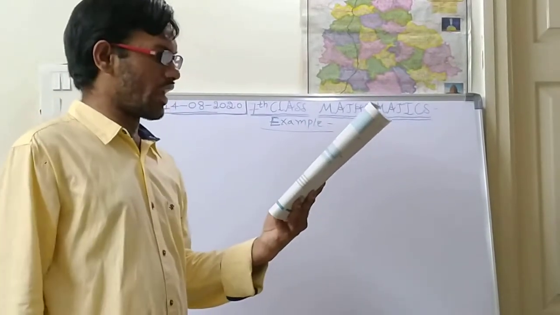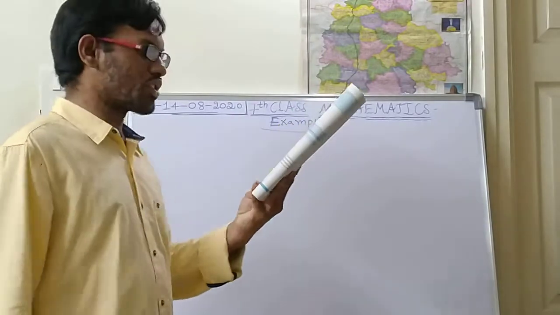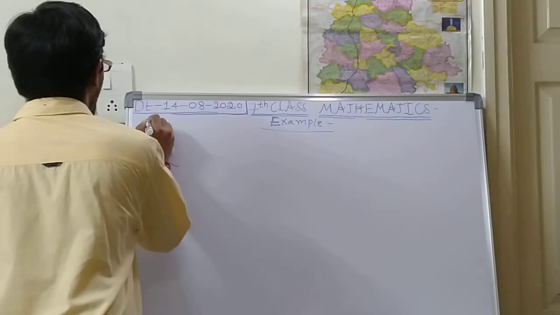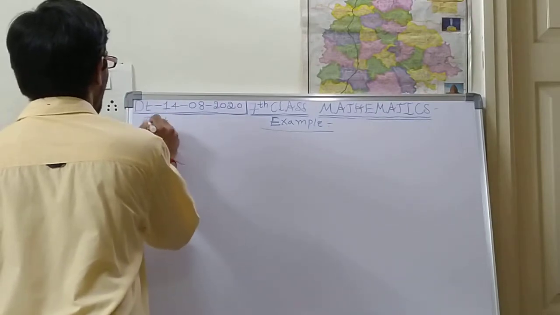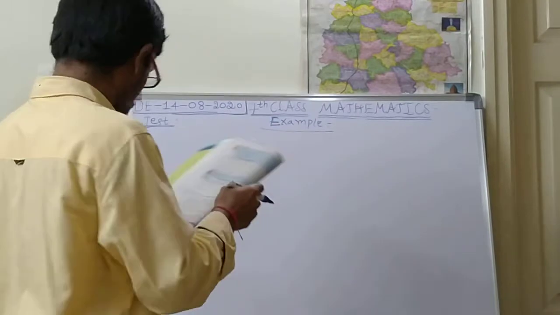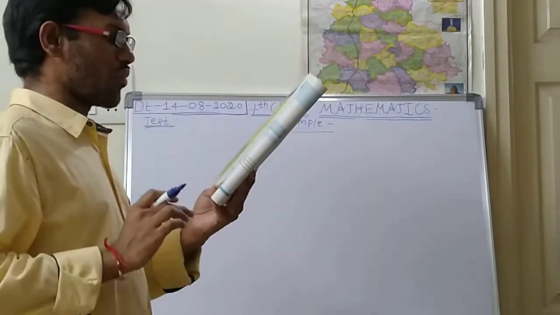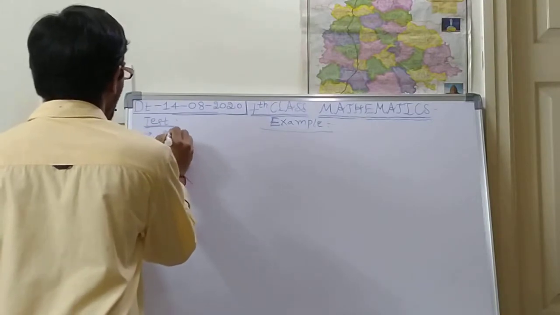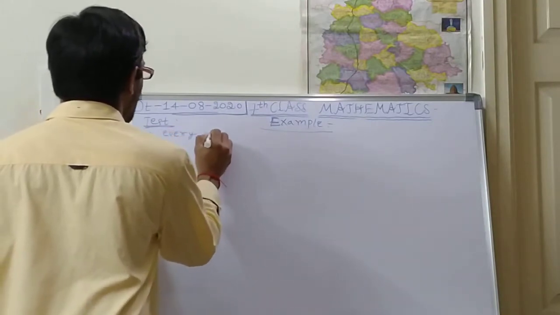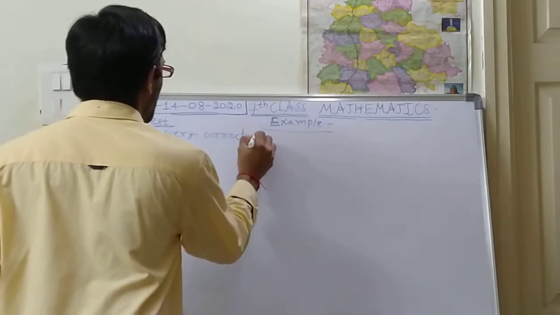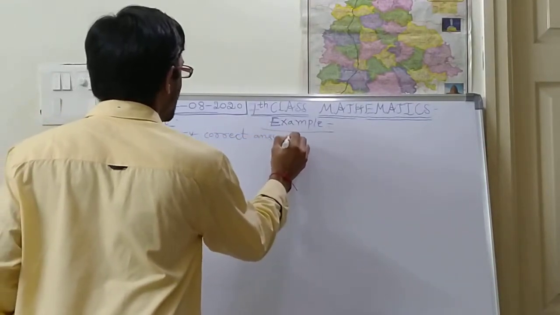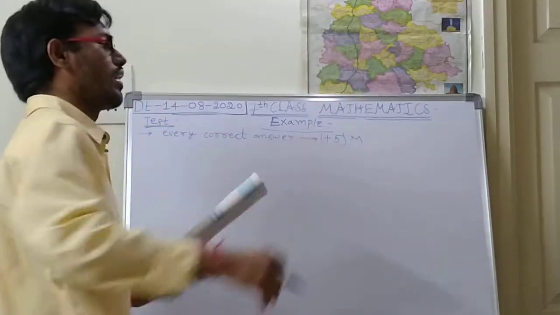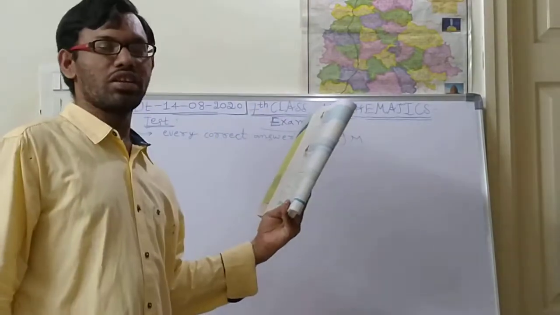In a class test, plus 5 marks are given for every correct answer. There was a class test going on in a school, and in that, plus 5 marks are given for every correct answer. For every correct answer, how many marks are awarded? Plus 5 marks are awarded by the class teacher.